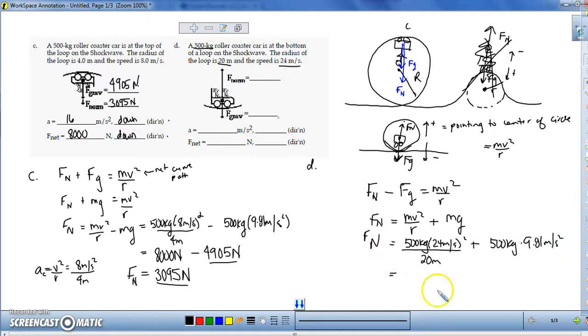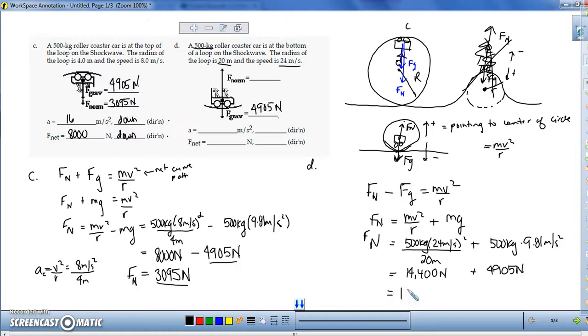Luckily, this number, the 4905, the weight, is the same as before. As you might imagine, your weight does not change. Now let me calculate this. 500 times 24 squared divided by 20. A much larger number. 14,400. Like that. So now I'm going to add that to our weight.